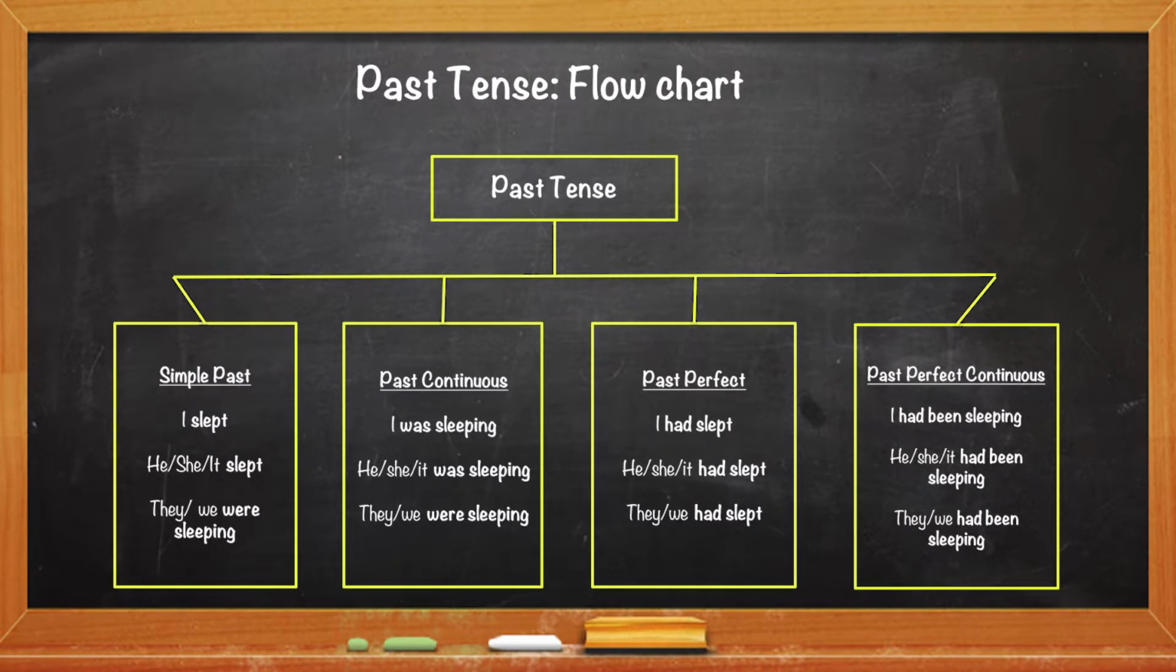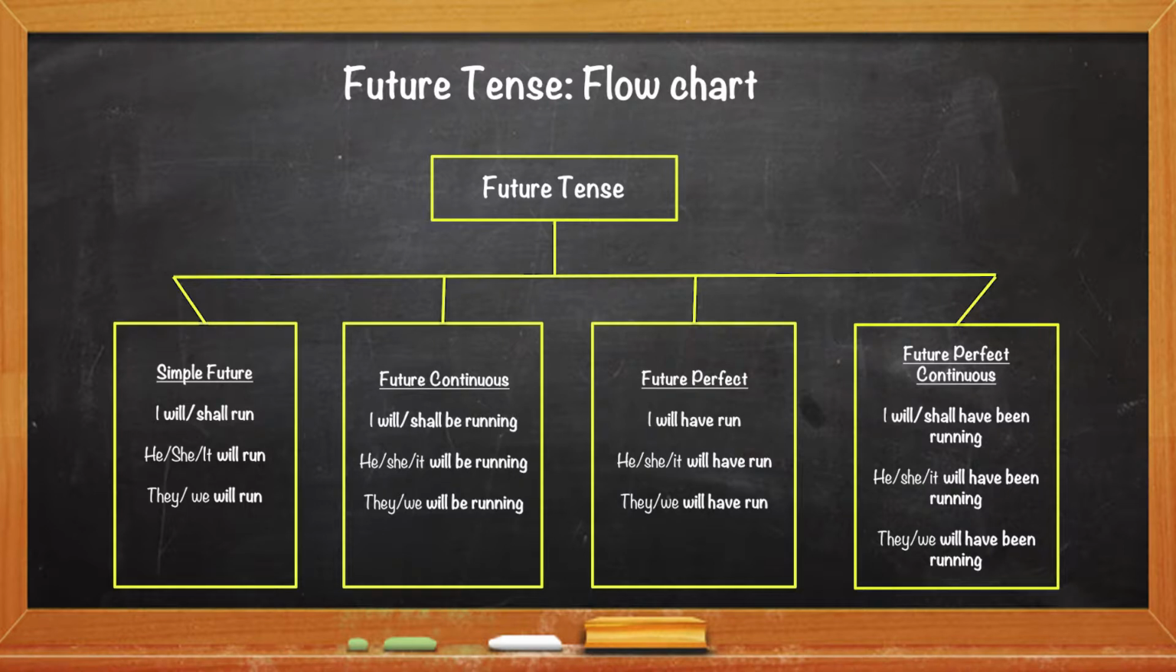And here is a similar flow chart for past tense. So, past tense and then you have simple past, past continuous, past perfect and past perfect continuous. Look at the way ing is used in past perfect continuous. And look at the flow chart for future tense. You have simple future, future continuous, future perfect and future perfect continuous.